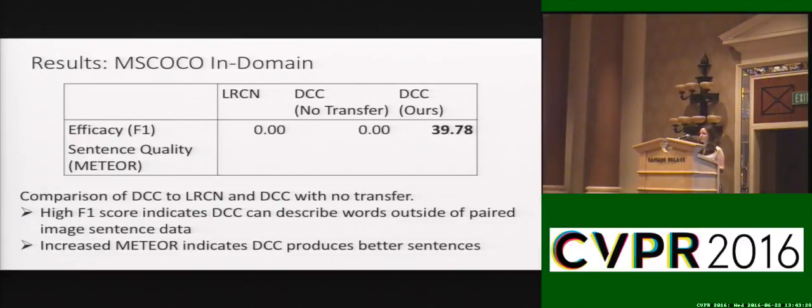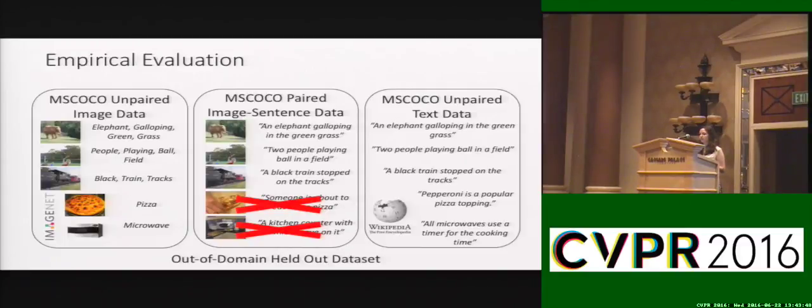Alright, so looking at the F1 score, both LRCN and DCC are incapable of talking about words which are not in the paired image sentence data, so we have an F1 score of 0. Our model is able to get an F1 score of 40, which means it's able to talk about words which aren't in the paired image sentence data. Furthermore, when we look at the sentence quality, DCC improves upon LRCN and the DCC model before transfer.